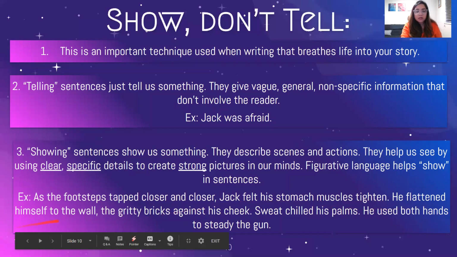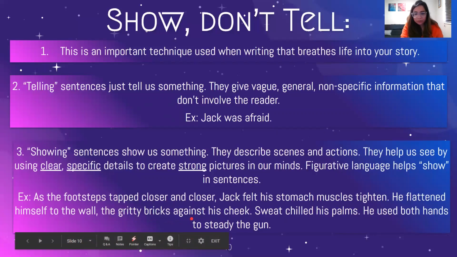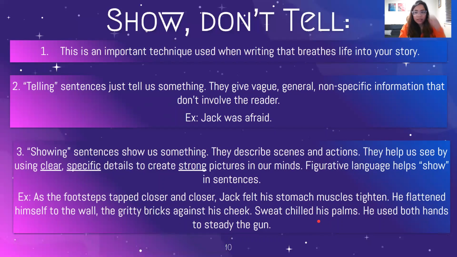He flattened himself to the wall, so he's trying to make himself disappear, right? When you flatten yourself to the wall, the gritty bricks against his cheeks. So even though the bricks are rubbing up against his cheeks, he's trying his best to hide. Sweat chilled in his palms, right? So when our hands are sweaty, you know that you're nervous. It's a very common feeling that a lot of us get. Our palms get sweaty, we get clammy, our stomach muscles feel funky.